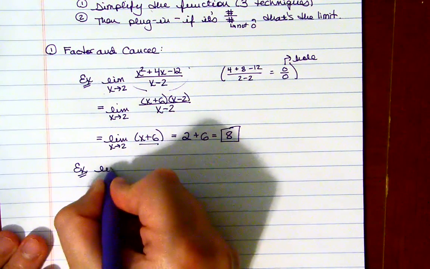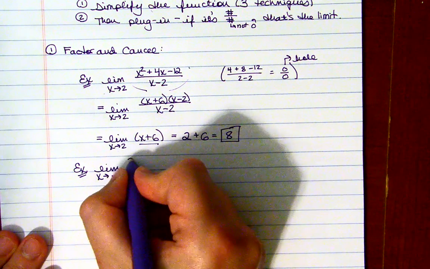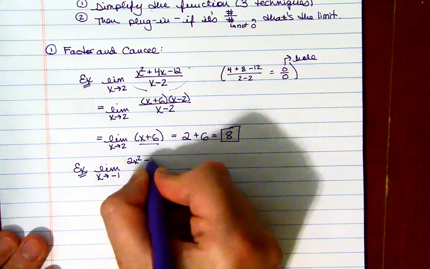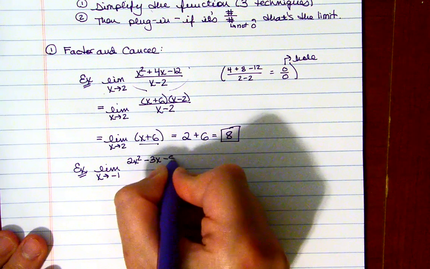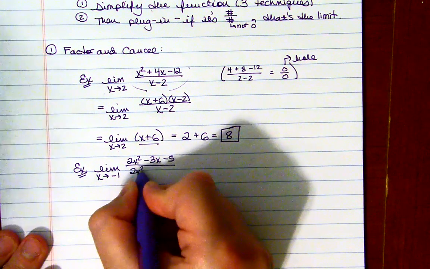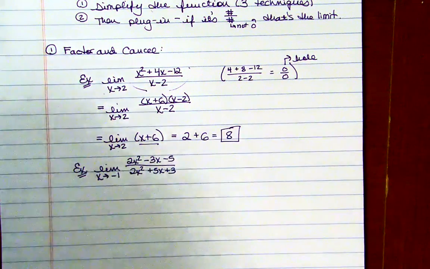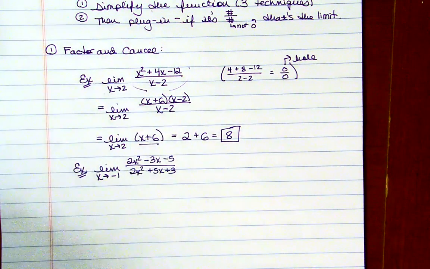Let's take a look at the limit as x approaches negative 1 of 2x squared minus 3x minus 5 over 2x squared plus 5x plus 3. Actually, why don't you see what you can do with this? I think you can figure out how to do this one.